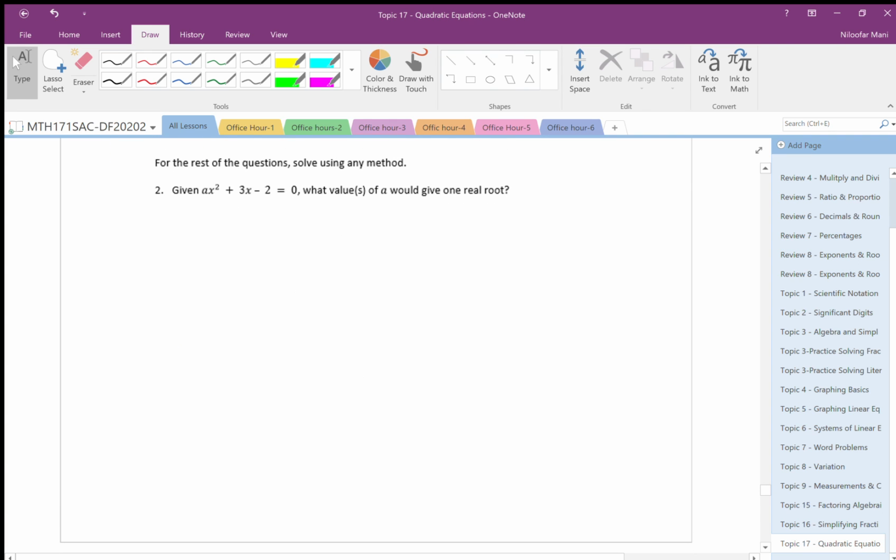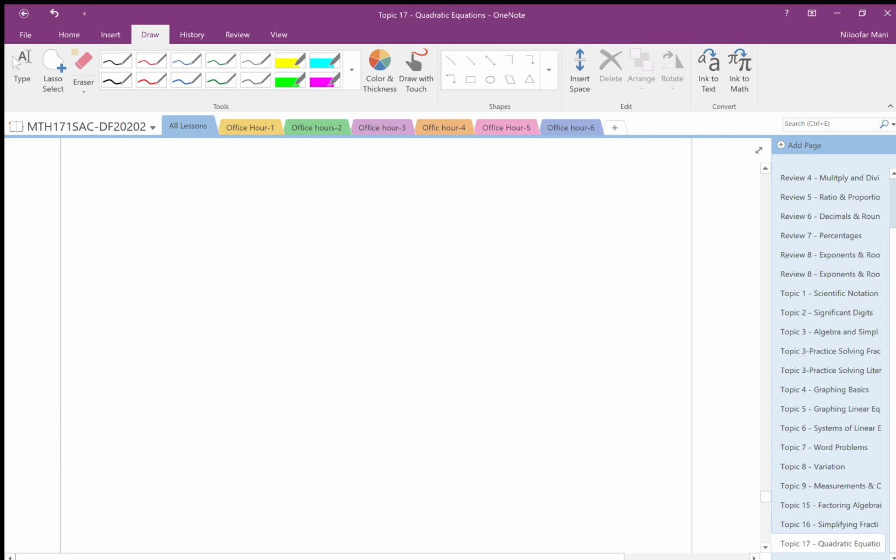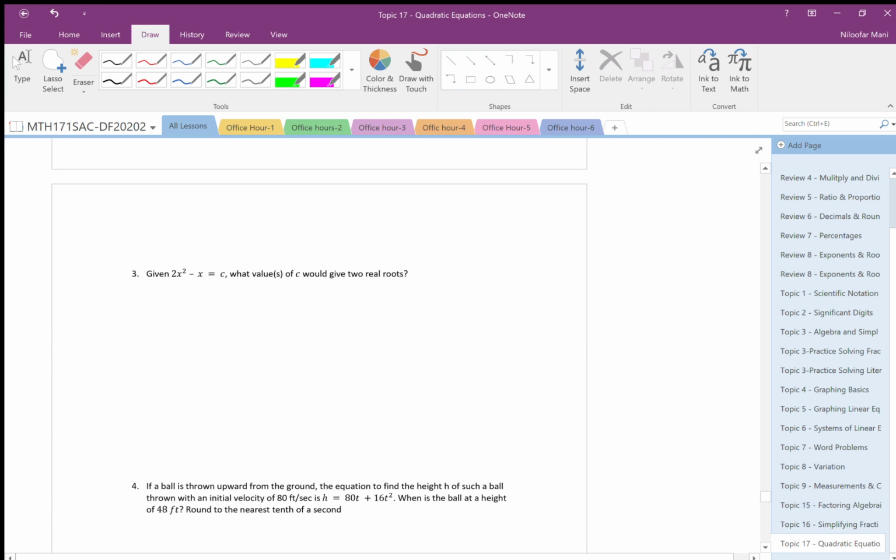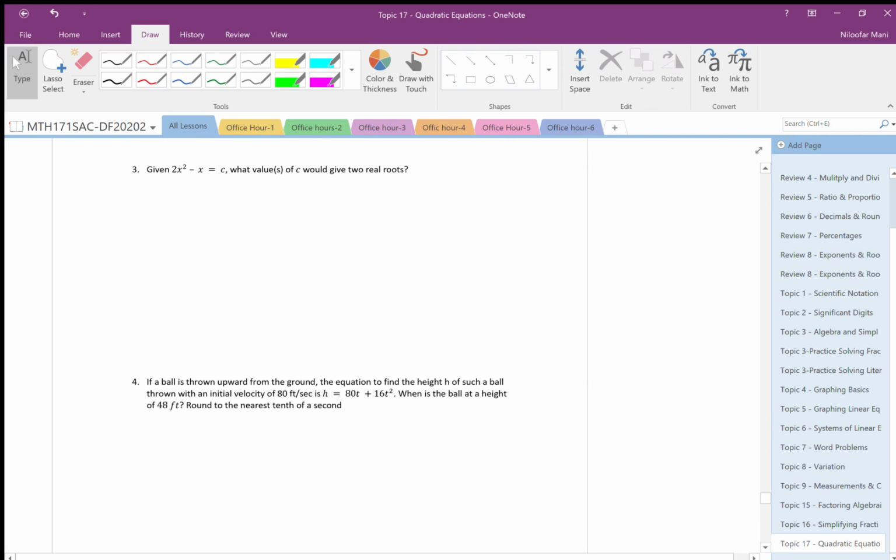How about this one here? I need to find A to have one root, not two roots. So I have to set b squared minus 4ac equals 0 and then find the answer for A. Here A is 9 over 8. Okay, so let me see. How about C here? What is the value of C that would give two roots? Okay, here I feel I have to do that.